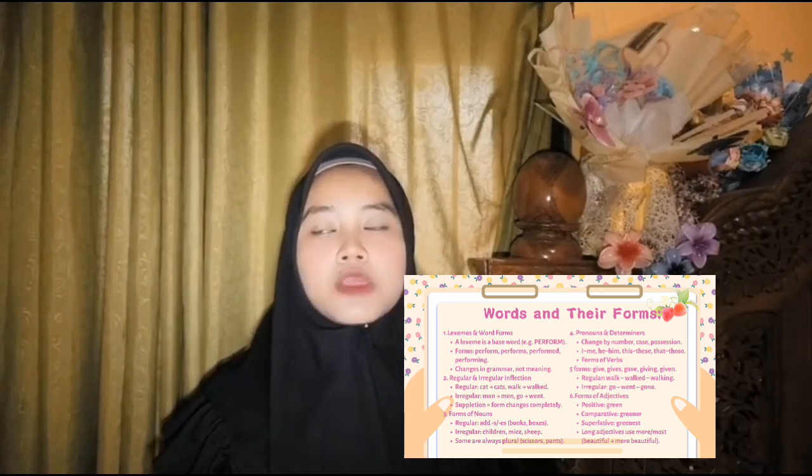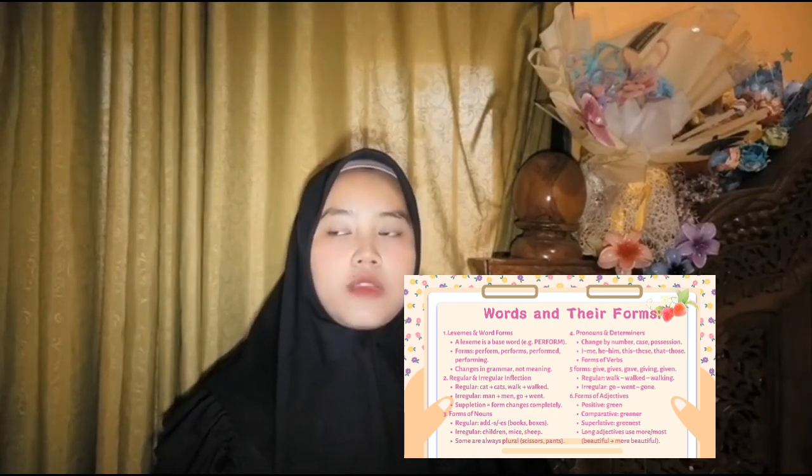The third point is forms of nouns. Countable nouns have singular and plural forms. For regular plurals, we just add s or es. For example, like I said before, cat plus s is cats. Box plus es is boxes.